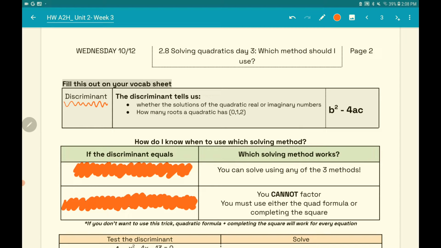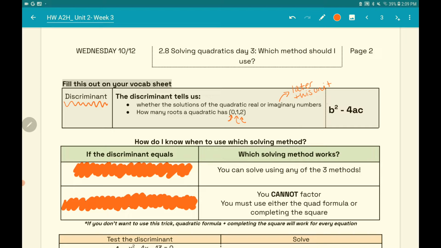So the discriminant tells us whether the solutions of a quadratic are real or imaginary. We're going to talk about this in a few weeks. And how many roots a quadratic equation has. So some quadratics have 0 roots, some have 1, and some have 2. And remember, roots are where it crosses the x-axis.